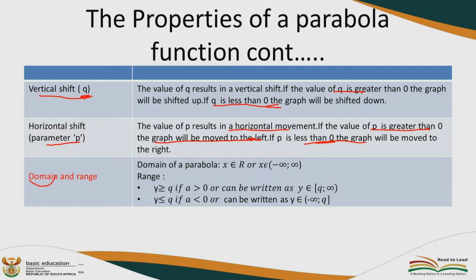Remember, in grade 10, we learned what a domain refers to. When we say a domain, we need to look at all the possible x values on our graph where the function is defined. So the domain of a parabola function means x is an element of all real numbers, or x is an element of negative infinity up to positive infinity. Always when you read a domain of a function, you need to read it from the left-hand side to the right-hand side. So now let's take a look at the range.